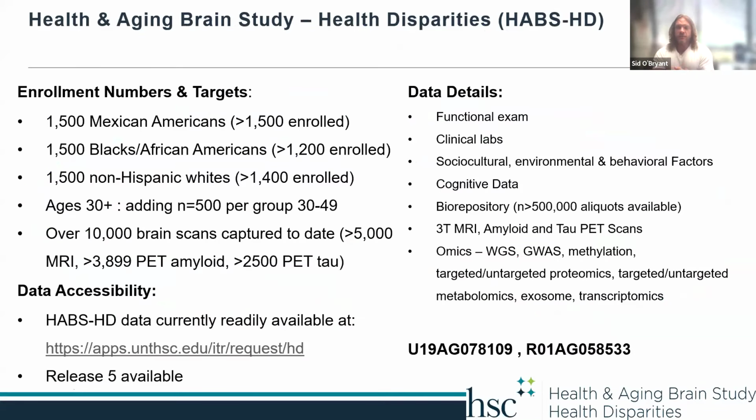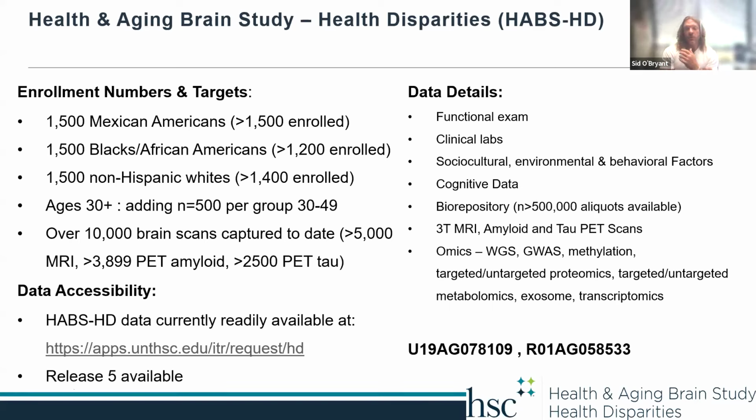So HABS-HD, where are we so far? We've already enrolled over 1,500 Hispanics. It says Mexican American. I need to fix my slides. We began enrolling Mexican Americans because that is the largest Hispanic group in the United States, especially in Texas. However, demographic trends have been changing, and our community has been asking for years why. So we actually changed our recruitment. Anyone self-reporting as Hispanic now comes into the study, and we've enrolled several hundred non-Mexican Hispanics.